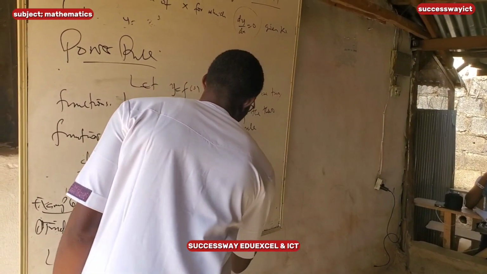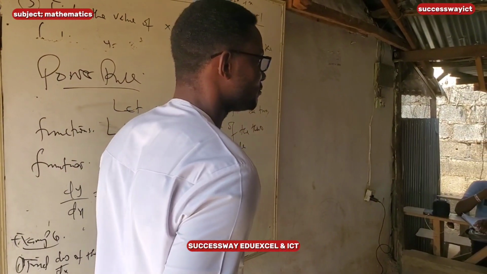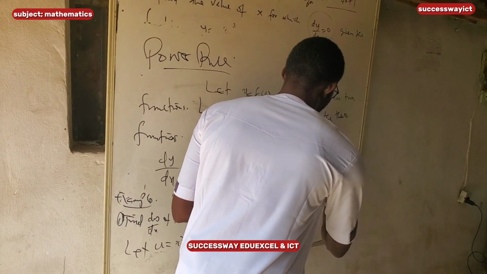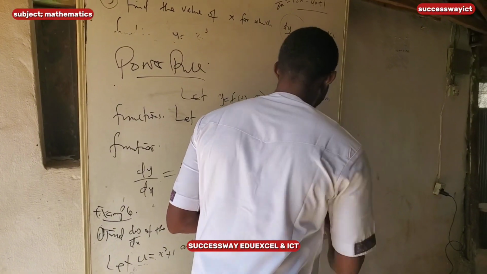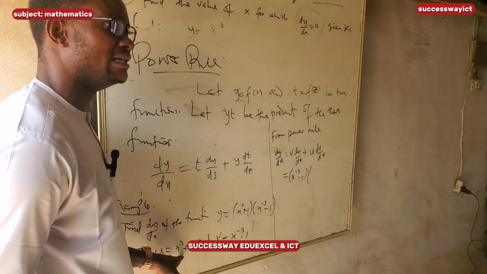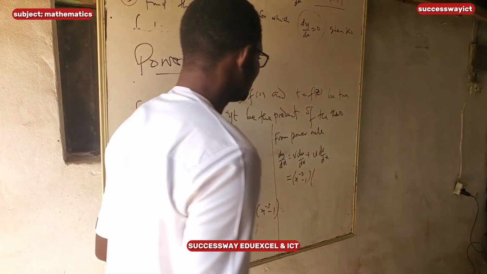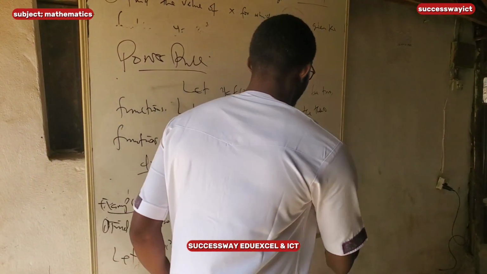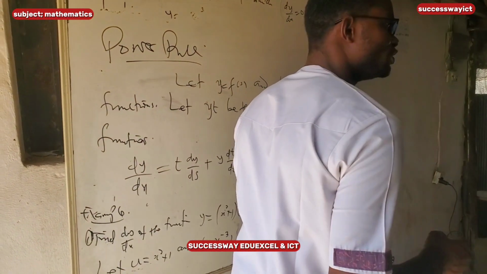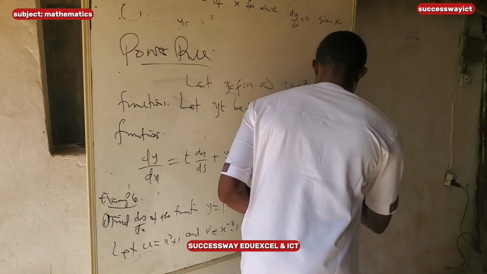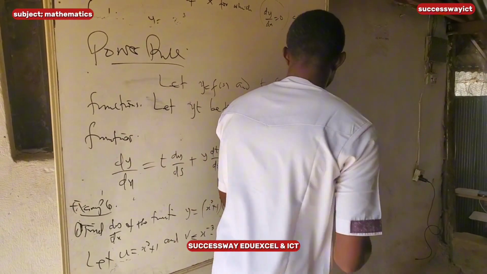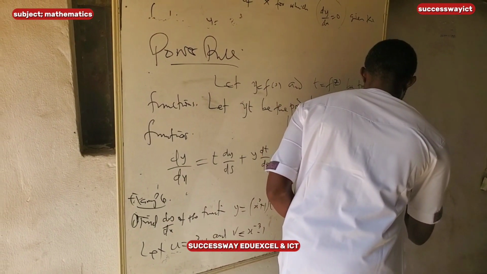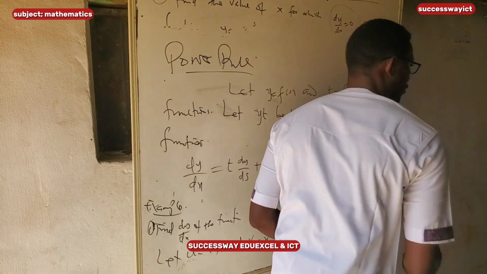So what this implies is your v is what? X to the power minus 1, multiplied by du/dx. Du/dx is what? 2x. This is your du/dx. Then you have plus your u, which is x squared plus 1. Then your dv/dx is what? Minus 3x raised to power minus 4. You have this.